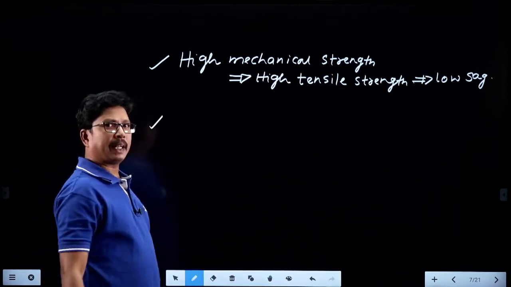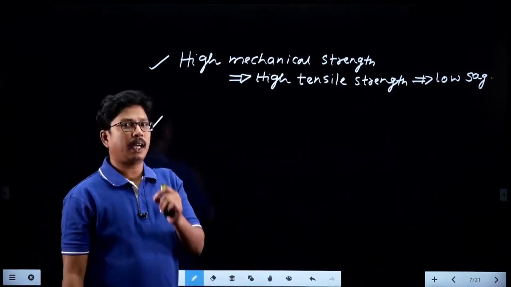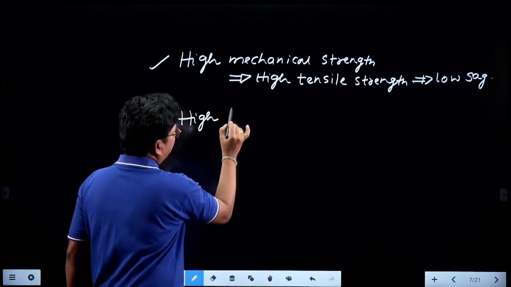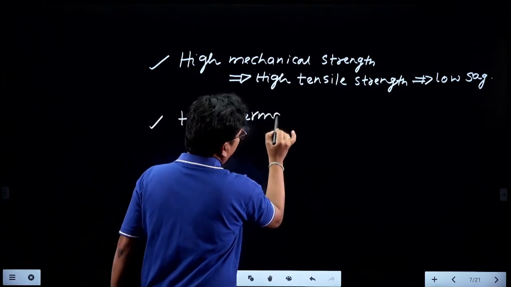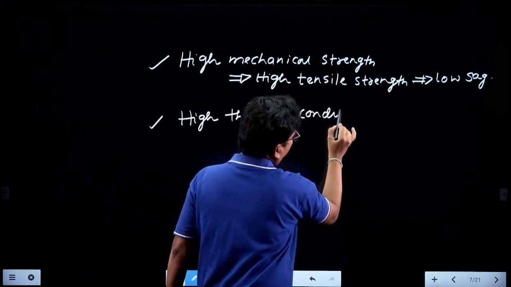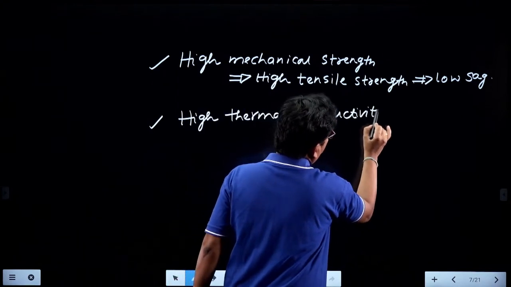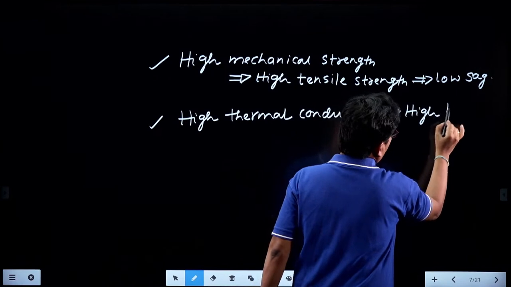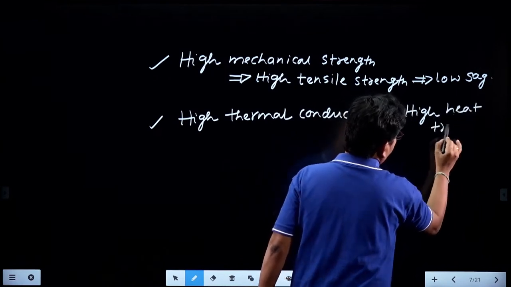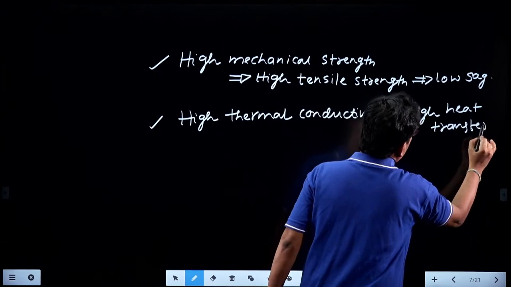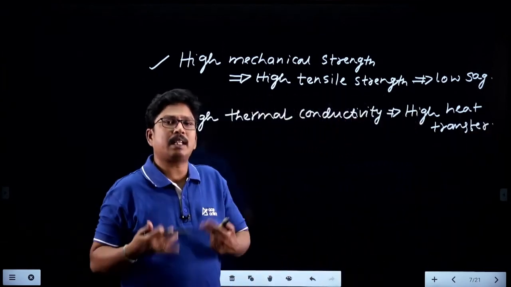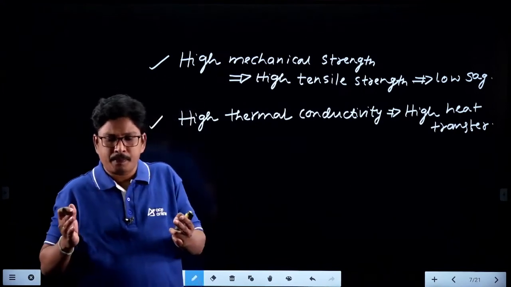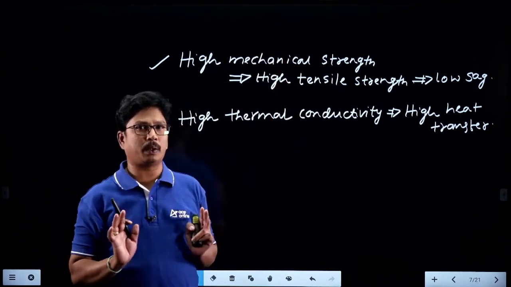And one more property we can take: every conductor should have high thermal conductivity. Thermal conductivity is nothing but heat transfer, so we can say high heat transfer. What is the advantage of thermal conductivity, students? A conductor having high thermal conductivity means it can transfer the heat from one location to another location.